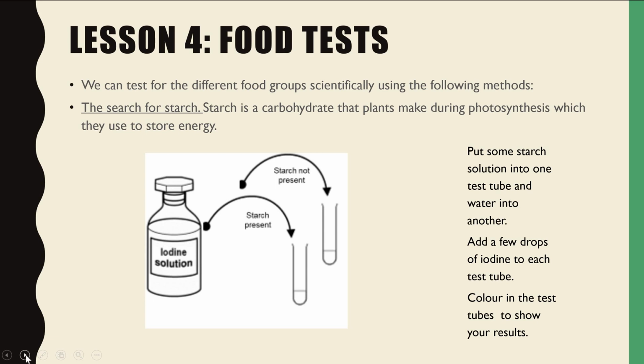As you know, carbohydrates are split into the starchy foods and then also the sugary foods. So we're going to start by testing for starch. Starch is a carbohydrate made by plants when they carry out photosynthesis. So they make glucose first of all, which is then combined together into starch molecules to be stored as a store of energy.